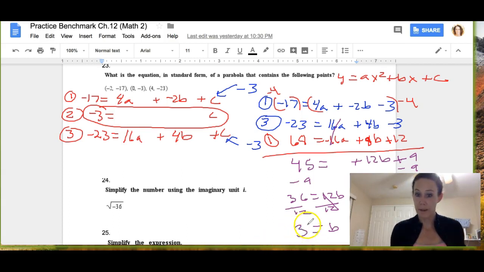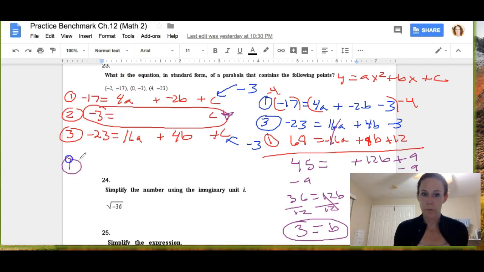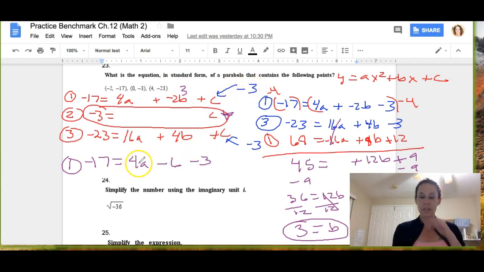Now we're going to go ahead and do solving for a. So I found b. I already know c right here. Now to get a, I can plug in b and c into either equation 1 or equation 3 to figure out a. So let's use equation 1. We're going to go -17 equals 4a. We're trying to figure out what a is. We know what b is. b is 3. So I plug in 3 here for b and -3 for c because I know c is -3. I know b is 3. So when I plug in 3 for b, I get -6, and when I plug in -3 for c, I get -3. Now I can solve for a.